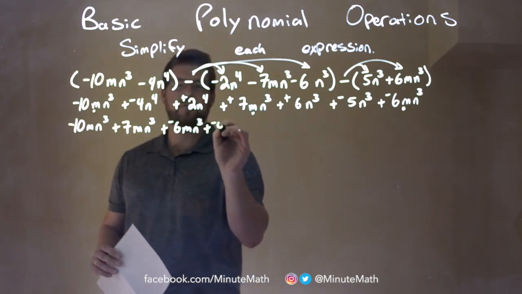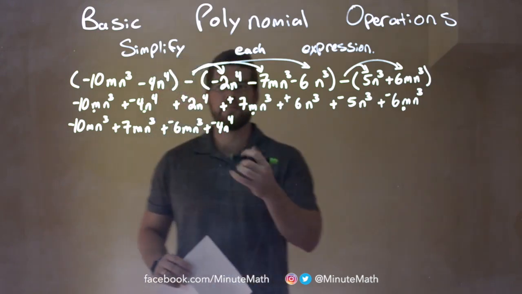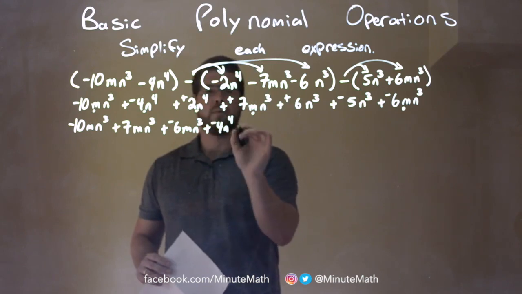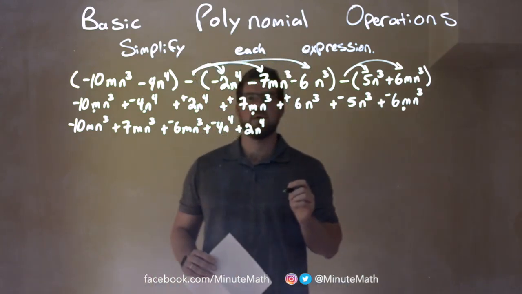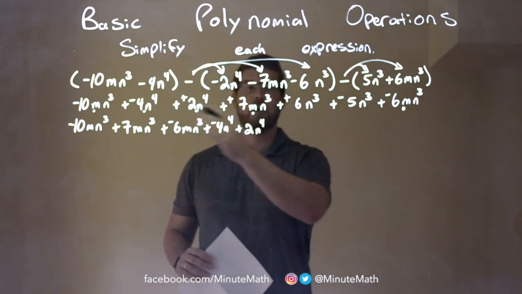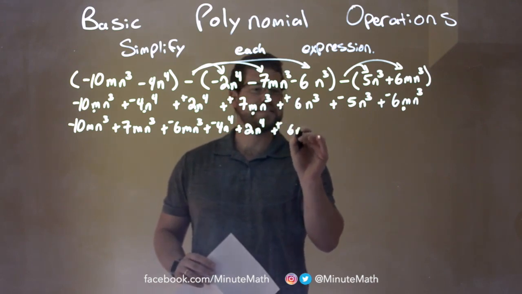So we have plus and negative 4n to the fourth power right here. Bring that down. Then the next one to the fourth power that I see is right here. We have plus 2n to the fourth power. Okay. Then from there I see the next highest is, that's all the fourths, so we have to the third power. So we have plus a positive, right? 6n to the third.